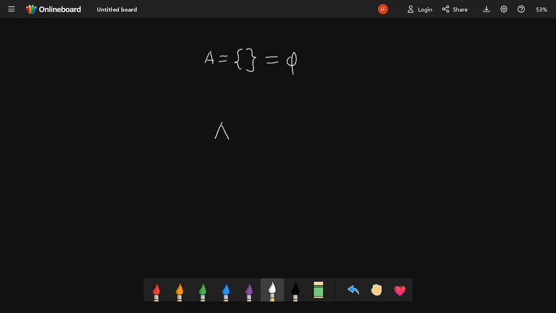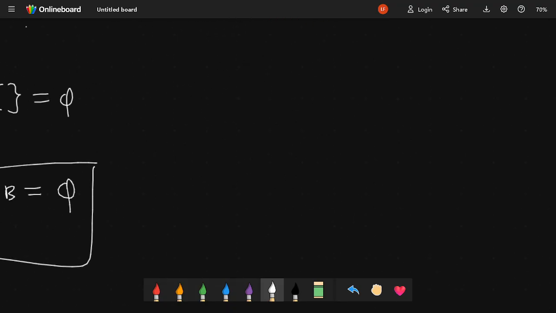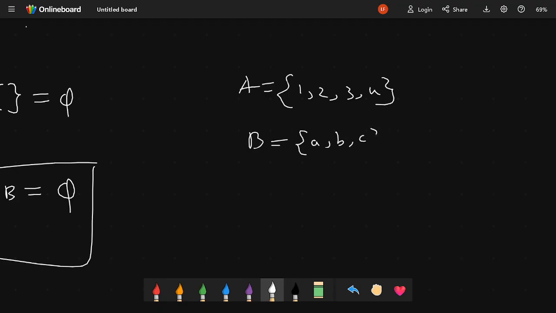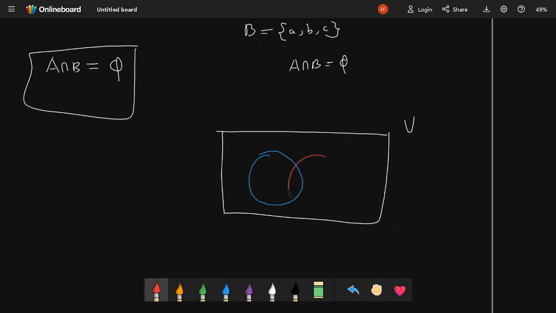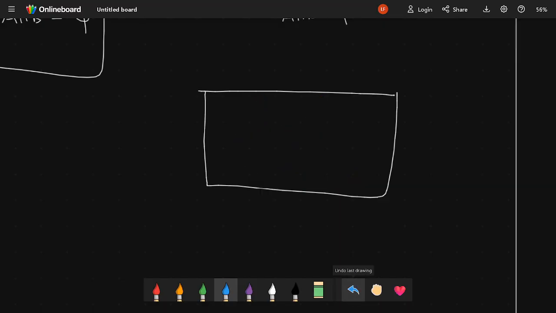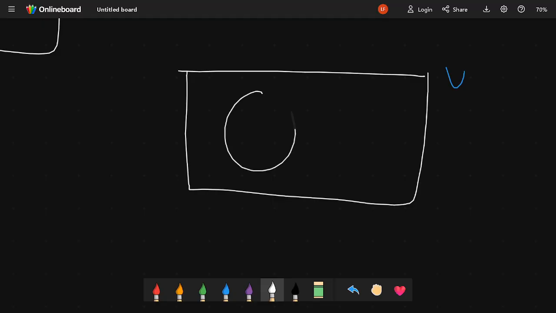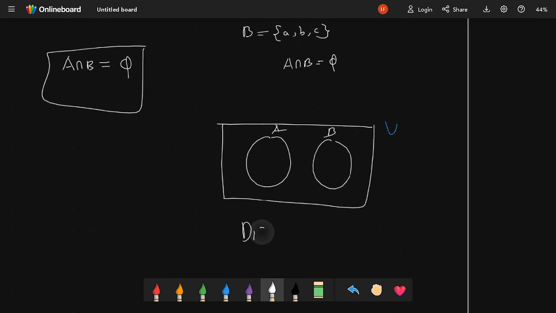And disjoint sets are where A intersection B equals phi, which means that there's nothing common. Let's say I give you A equals 1, 2, 3, and 4, and I give you B equals A, B, and C. If you take A intersection B, there is nothing common, so it's phi. And the graphical or Venn diagram way to approach this is, let's say you have your A set and your B set. So actually, this is not the correct way to draw this. So this is A, and these don't touch because there is nothing in common. So these are disjoint sets.